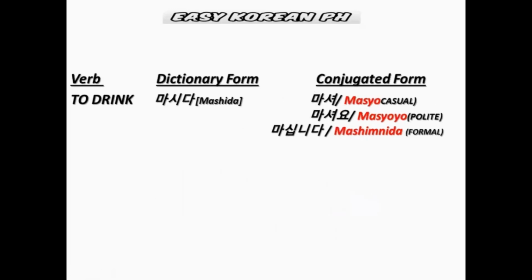Okay, so lastly, we have here to drink. Okay, that is 마시다. If you're going to use this verb in a statement, casually, that is 마셔. Okay, polite form, that is 마셔요. Okay, for the formal form naman, that is 마십니다. Once again, to drink, dictionary form, 마시다. Conjugated form, casually, that is 마셔. Polite form, 마셔요. Formal form is 마십니다.